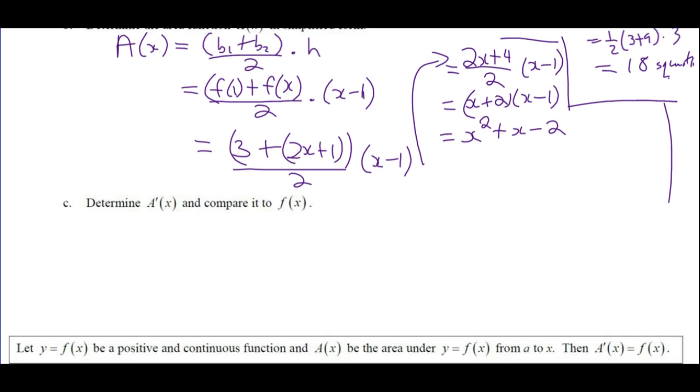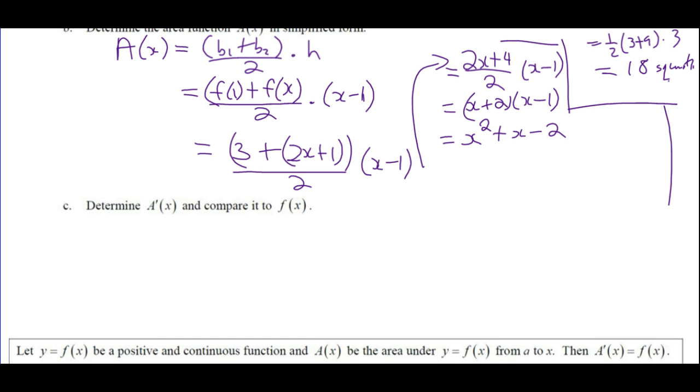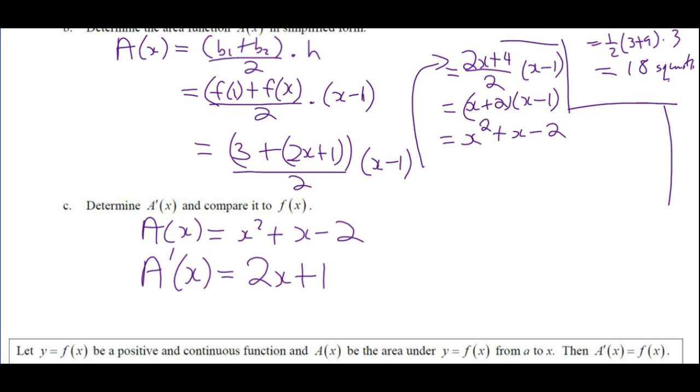Determine A prime of x. So A of x is x squared plus x minus 2. What is A prime of x? 2x plus 1. And how does that compare to f of x? What might I put in here? What should I put in here? Equals.